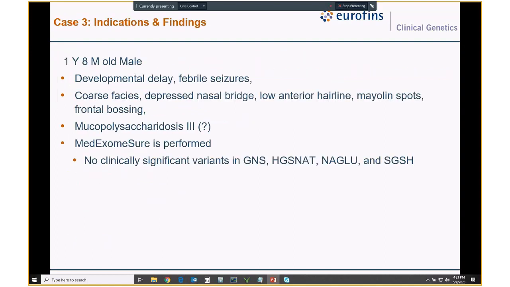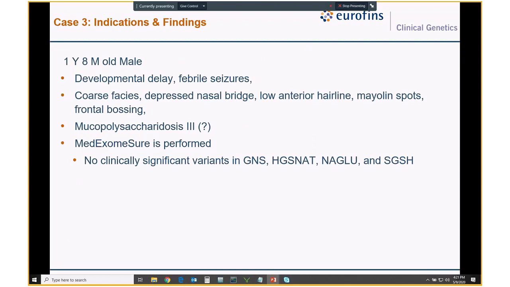Moving on to case 3, this is one of those eye-openers where we both learned something new, and it's very interesting. A 1 year 8-month-old male with developmental delay, febrile seizures, and coarse facies again, depressed nasal bridge, myelin spots, frontal bossing, again suspected mucopolysaccharidosis. When we check the particular genes, there is no clinically significant variant.